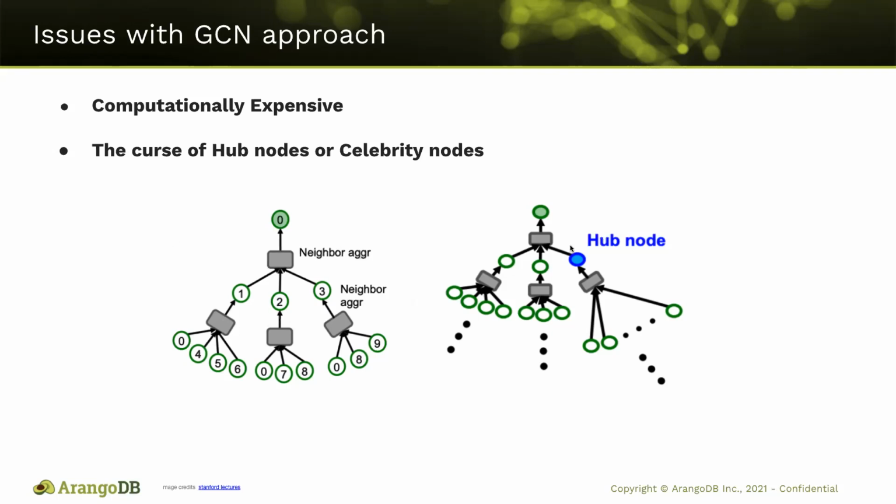The second main limitation is the curse of hub nodes or celebrity nodes. Hub nodes are those nodes which are very high degree nodes in the graph. For example, a very popular celebrity having millions of connections. So if we encounter that node in the graph during sampling, then we need to aggregate the information from millions of nodes in order to compute the embeddings for the hub node. Therefore, the generated computational graph for the hub node is very huge, which could basically lead to the problem of fitting inside the GPU memory.